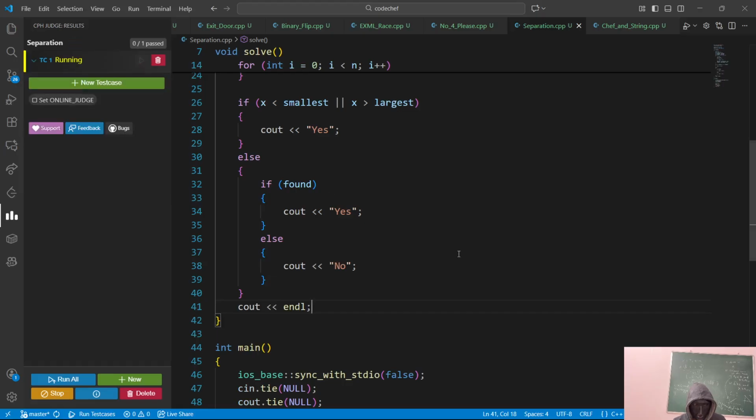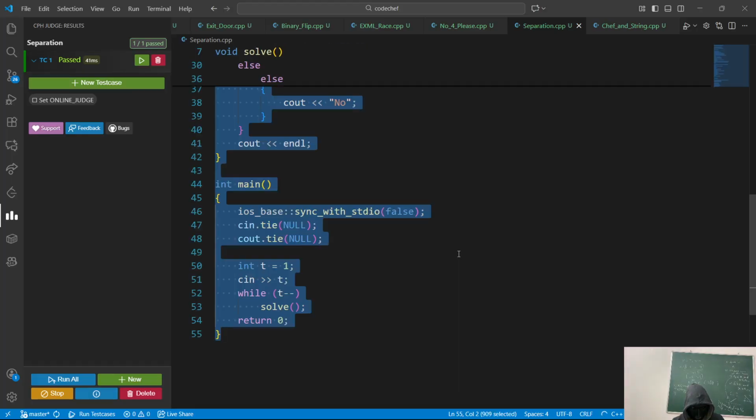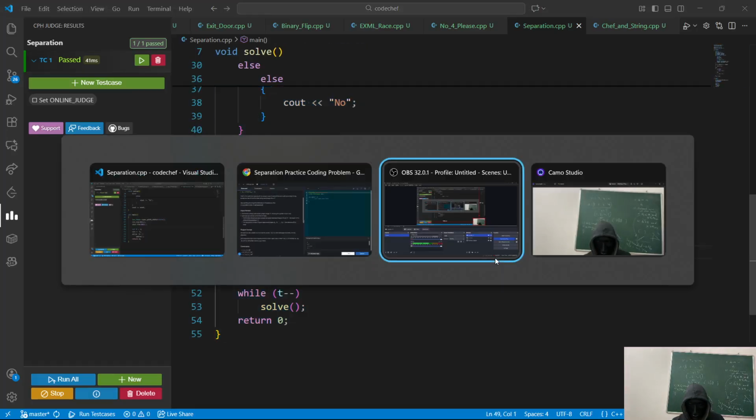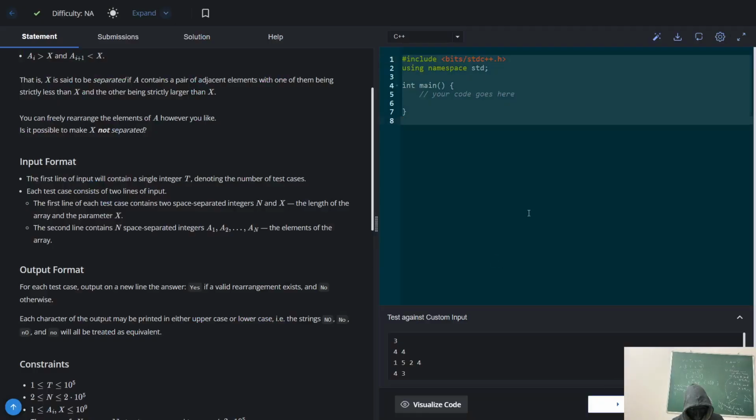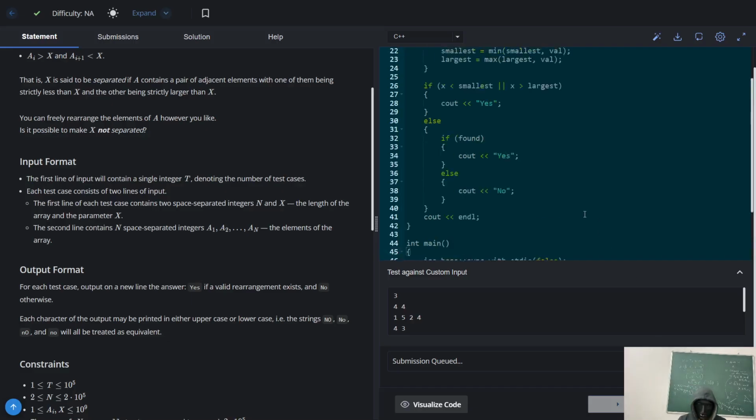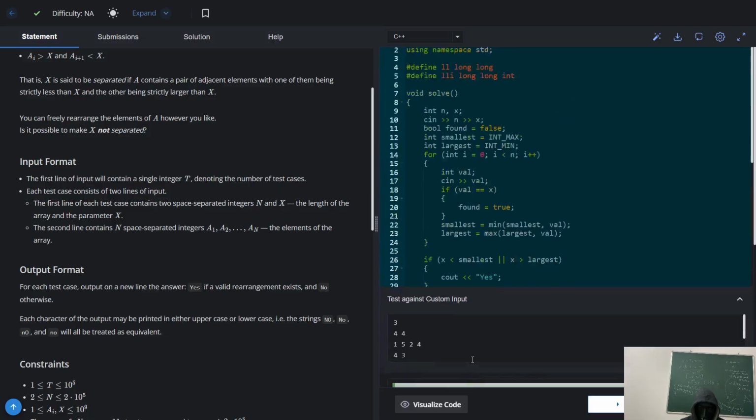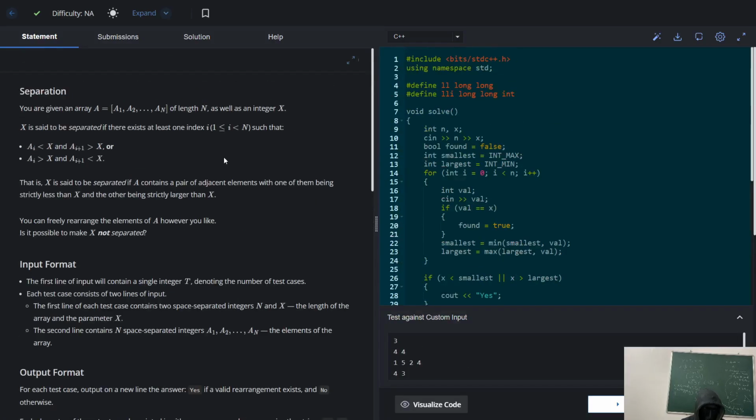Let's try to run it. Yeah, it is passing. Let's try to submit in the online editor. Yeah, it got accepted. So this was just an observation problem.